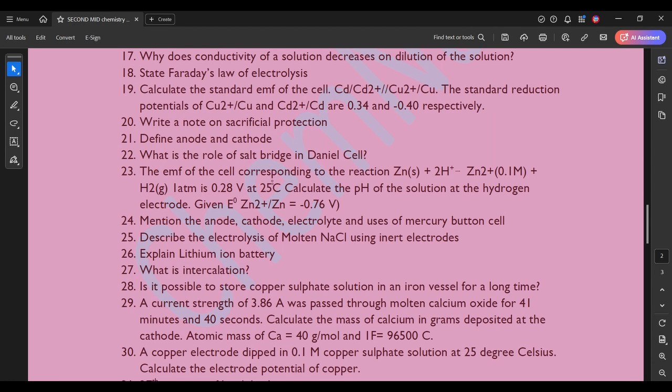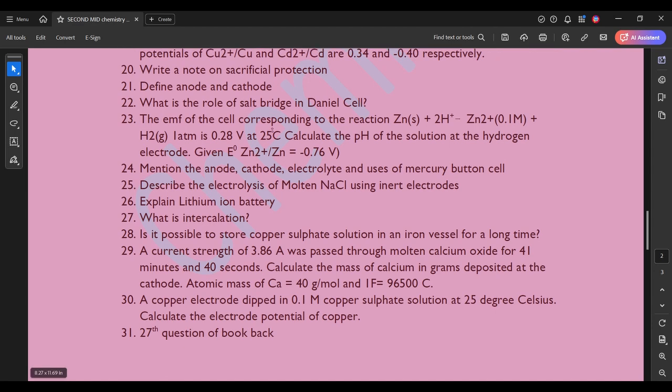Then 28th question, is it possible to store copper sulfate solution in an iron vessel for a long time? Book back question. A current strength was passed through a molten calcium oxide for 41 minutes and 40 seconds. So this question can be asked as a problem even in the compulsory question, like a compulsory question in 3 marks. A copper electrode dipped in 0.1 M copper sulfate solution at 25 degrees Celsius. Calculate the electrode potential of copper.